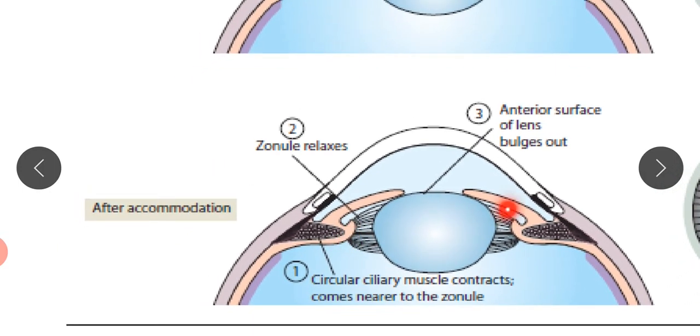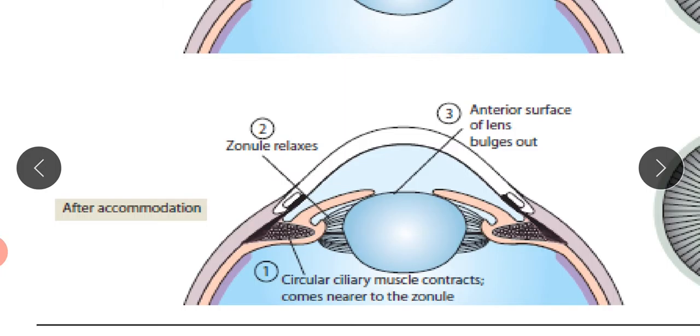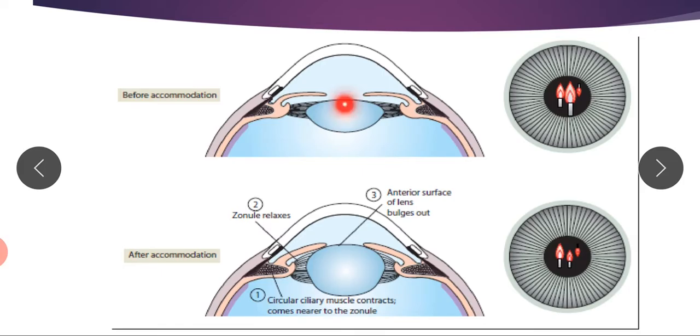When the tension on both of these suspensory ligament fibers is loose, there will be an increase in curvature of the anterior surface of the lens. So you can compare the lens before accommodation and after accommodation. The anterior surface of the lens bulges out, and because of this the refractive power of the lens increases, and it helps to focus the diverging light rays coming from the near object on the retina.